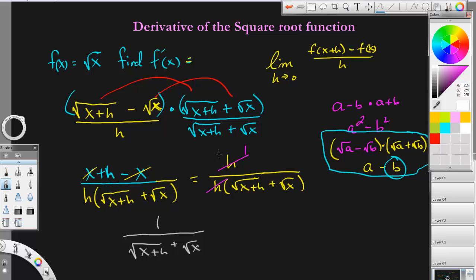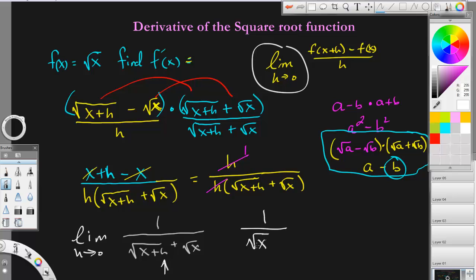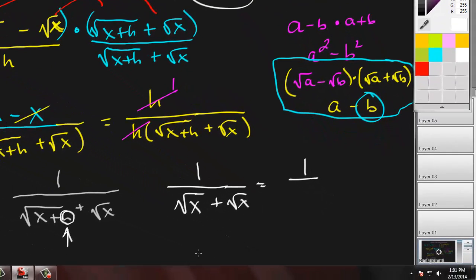And remember not to forget the original definition here. This is a limit as h goes to 0. So at this point, we need to plug 0 in for that h. That turns into 1 over the square root of x plus 0, plus radical x. Now, can I simplify that one more time? Of course. It's just like variables, like x plus x equals 2x. The square root of x plus the square root of x is 2 radical x.